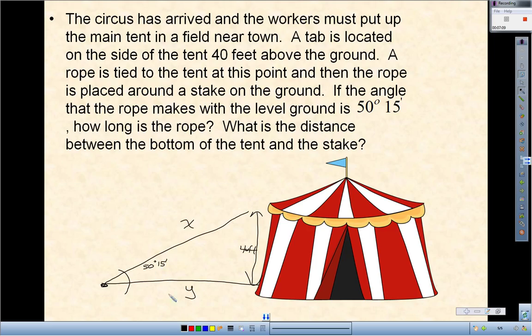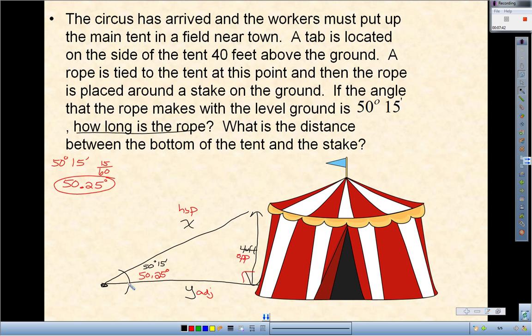So what I'm going to do is convert this, 50 degrees and 15 minutes. So that's going to be 15 divided by 60, and that'll give me the decimal 0.25. Now tack on the 50, so that'll be 50.25 degrees. Since this is my angle, the 40 is going to be my opposite. My X is going to be my hypotenuse because it's across from the right angle, and the Y is going to be my adjacent. Alright, it doesn't matter which one I solve for first, so I'm just going to solve for the rope first since it asks how long is the rope.